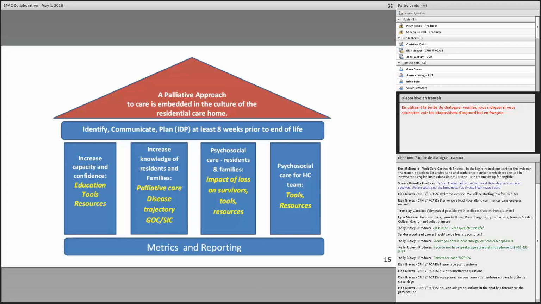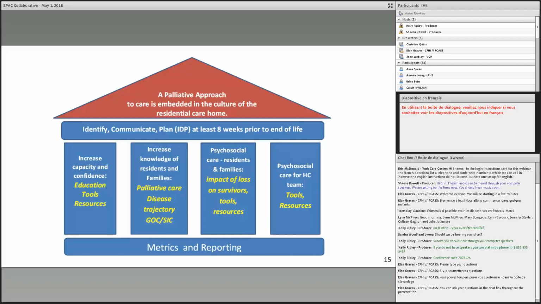So we came up with this model. We call it the EPAC house, and it is very much looking at the 4 pillars that were really crucial in delivering what people wanted, their wishes, their values, their goals.